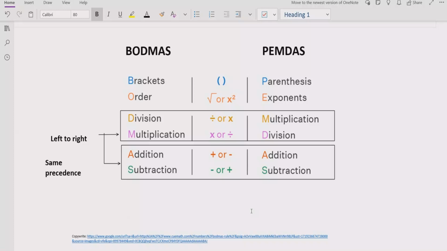Step number 3, you have to solve division and multiplication. So what you have to do, you have to go left to right in your expression and find out division and multiplication. If division is coming first, you have to solve the division first. And if multiplication is coming first, you have to solve the multiplication first. Similarly, for addition and subtraction, we have the same rule. We can solve addition first if it is coming first. And we can solve subtraction first if it is coming first.